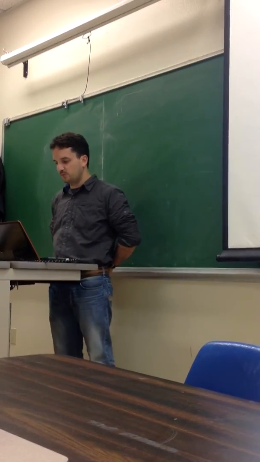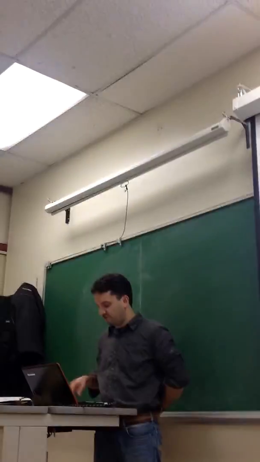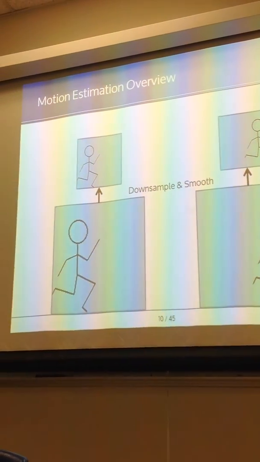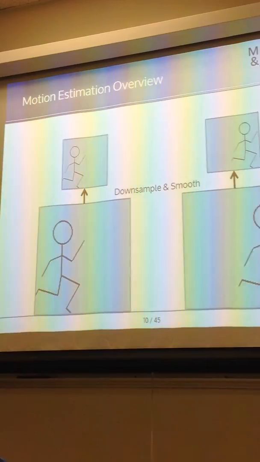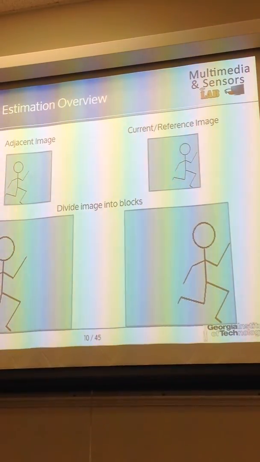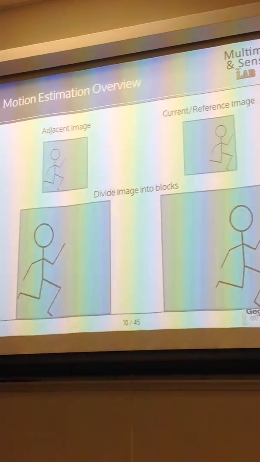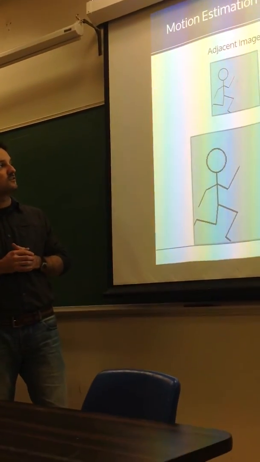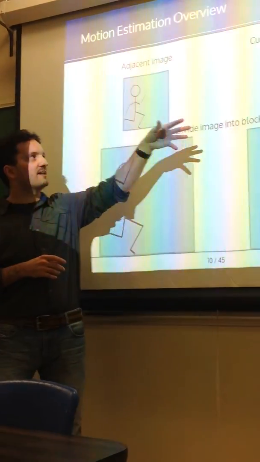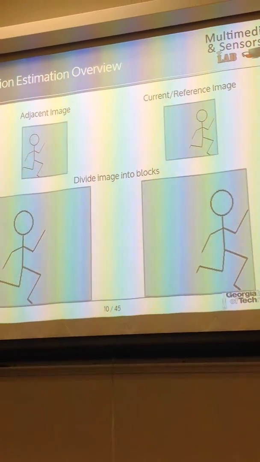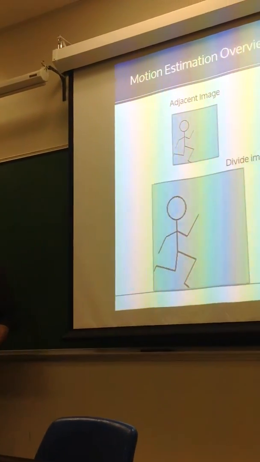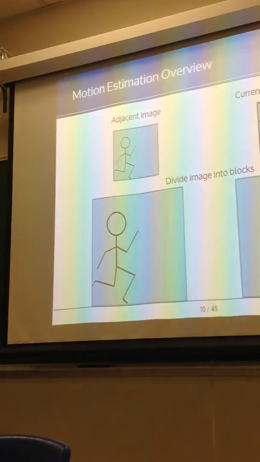After you downsample and smooth the image, you have these two. In this case, I'm only going to consider two levels. Obviously, you can have as many levels as you want in the hierarchy. For two levels, I have an adjacent image and a current image. It doesn't matter which direction you go in terms of using this as the reference image and that as the adjacent, or the other way around. The first thing I do is, for the current reference image, I divide it into blocks. We talked about that before.